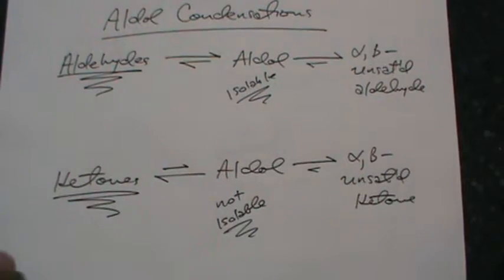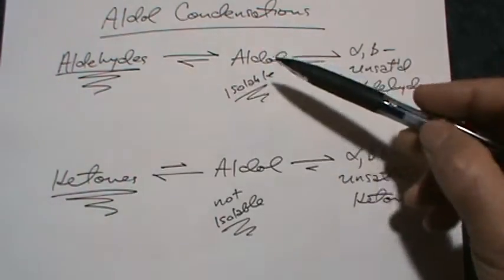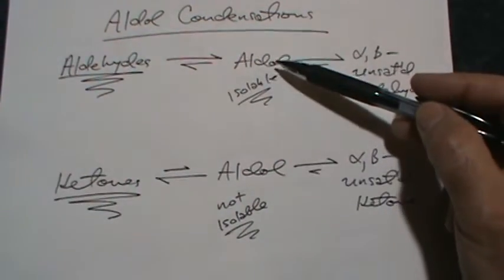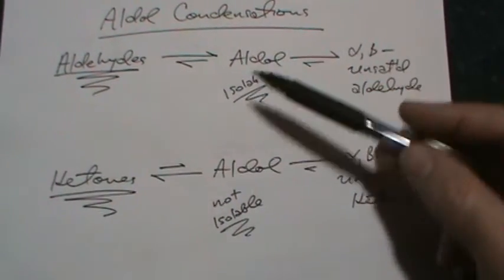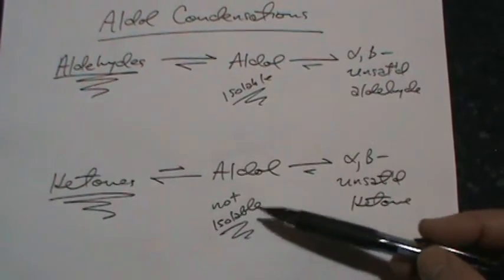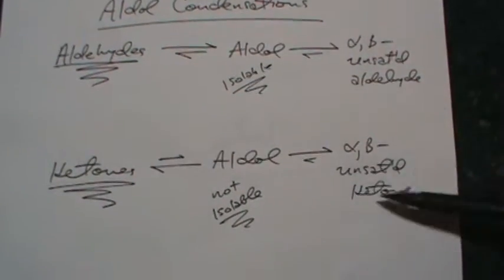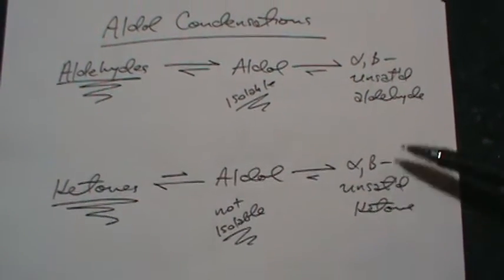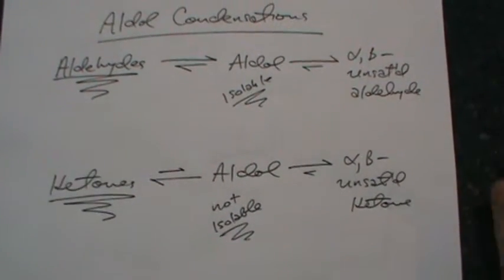So the main difference between aldehydes and ketones falls at the aldol stage. With aldehydes, the aldol products are isolable. With ketones, they're generally not. Once we drive them to the alpha-beta unsaturated aldehyde stage or alpha-beta unsaturated ketone stage, they're all isolable.